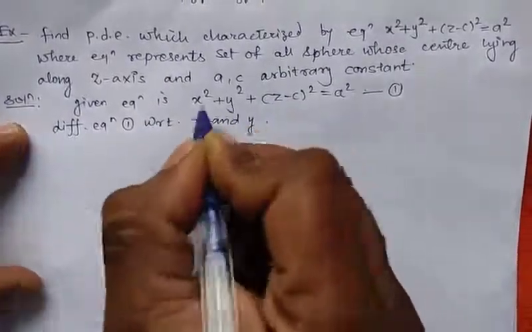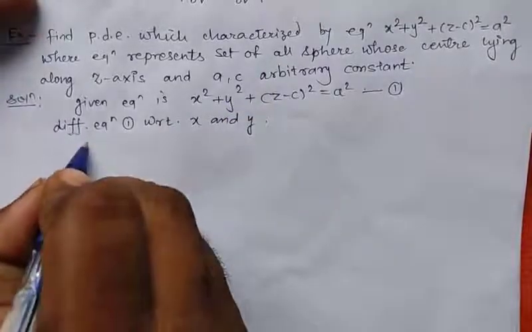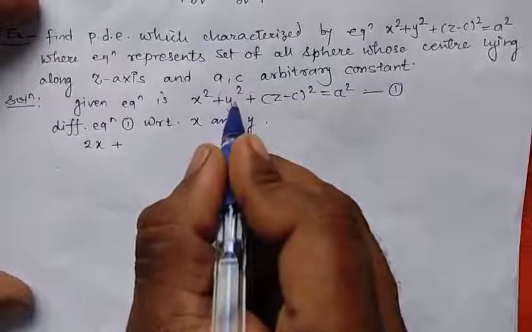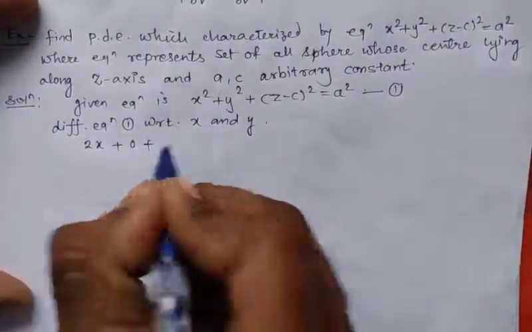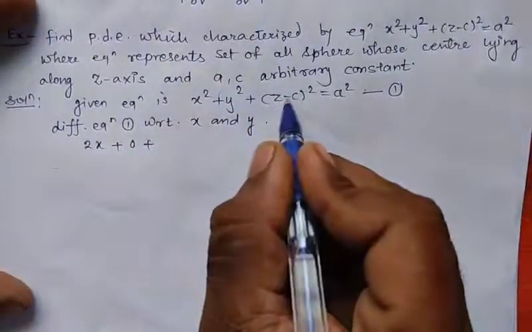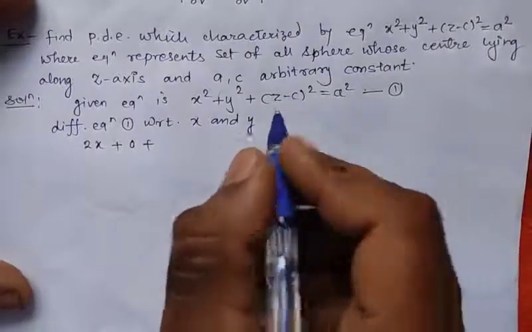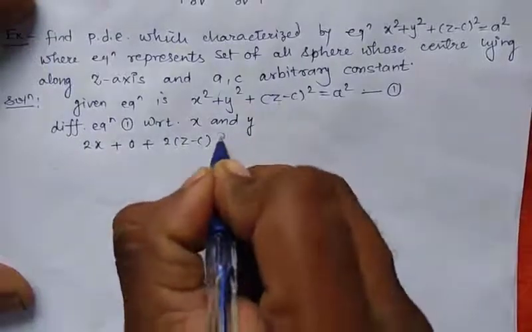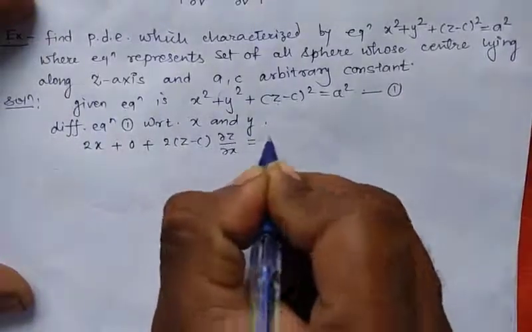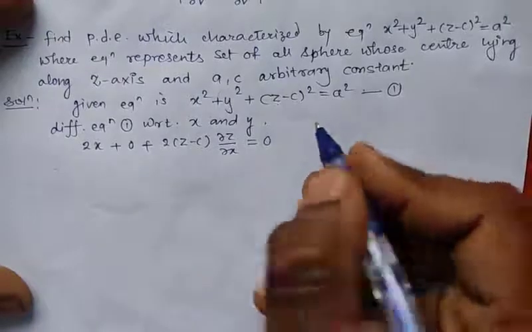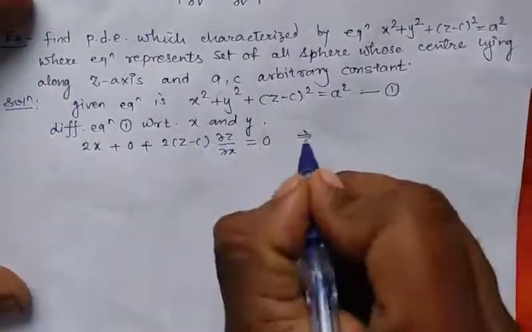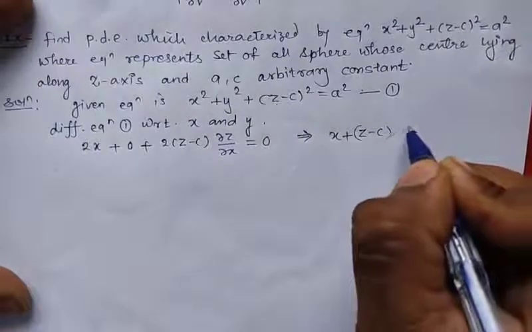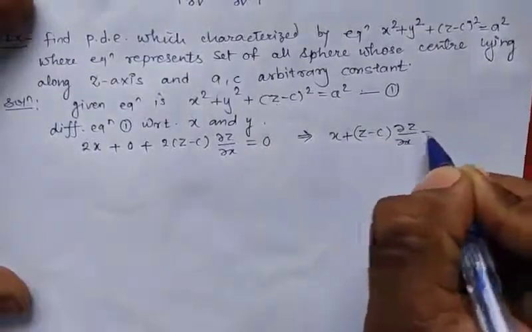So first differentiate this equation with respect to x, then we will get 2x plus, after taking the derivative of y with respect to x, we will get 0 plus. Z is a function of x and y, we know that z is a function of x and y. Then we get 2 times (z minus c) into the derivative of z by x is equal to the derivative of a constant, which will be again 0. So dividing throughout by 2, this equation becomes x plus (z minus c) into ∂z/∂x is equal to 0.